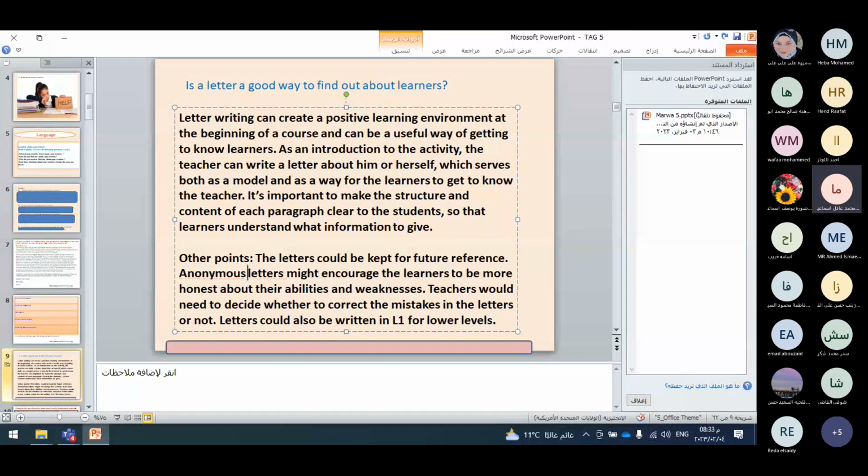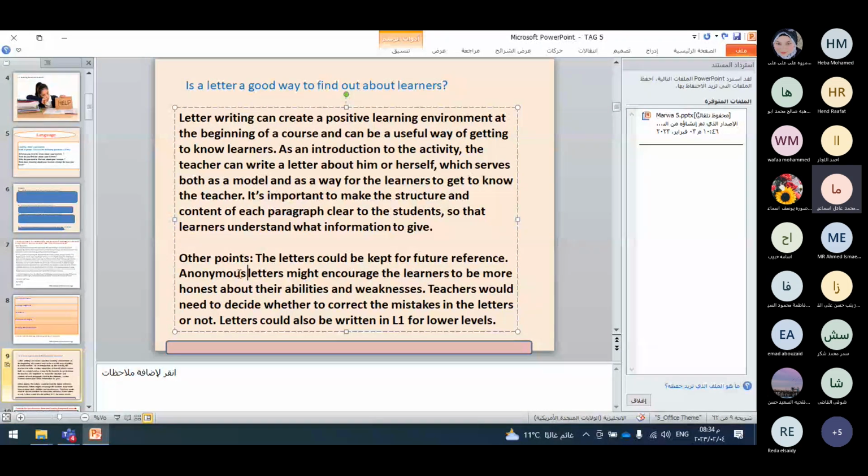The letters don't have the names of students in order to get them to feel secure and safe to express all their needs and abilities and everything without being shy or embarrassed. It gives them privacy. Okay, so anonymous letters are the letters that don't have the names of the students who wrote them. So please remember this adjective very well. Anonymous letters. Can you spell it?